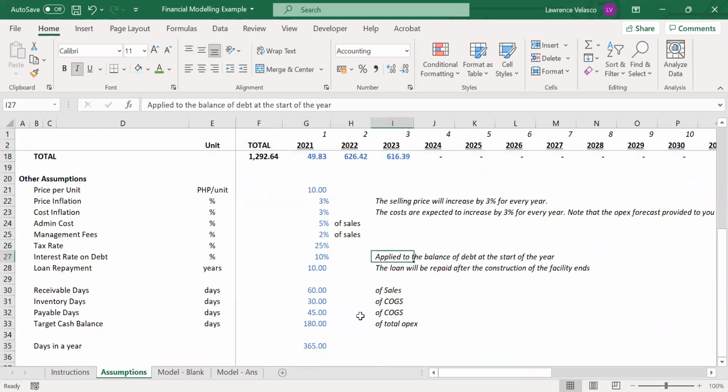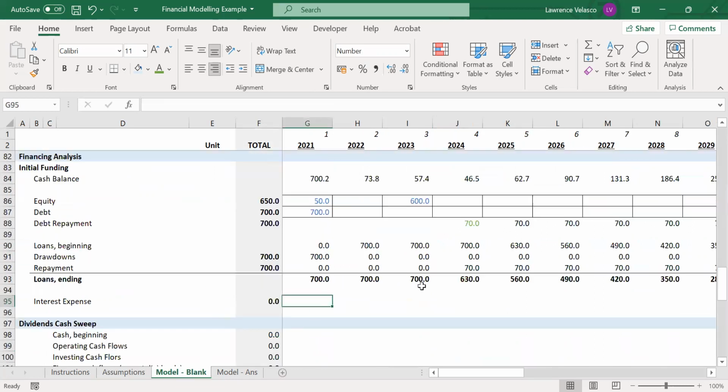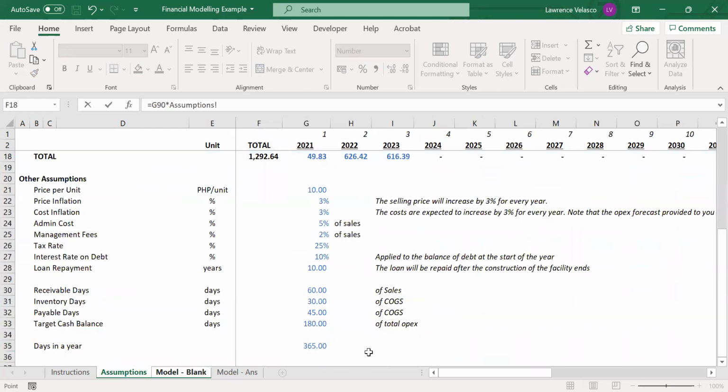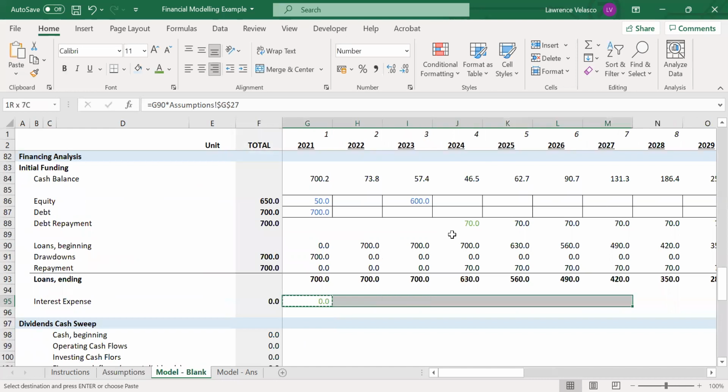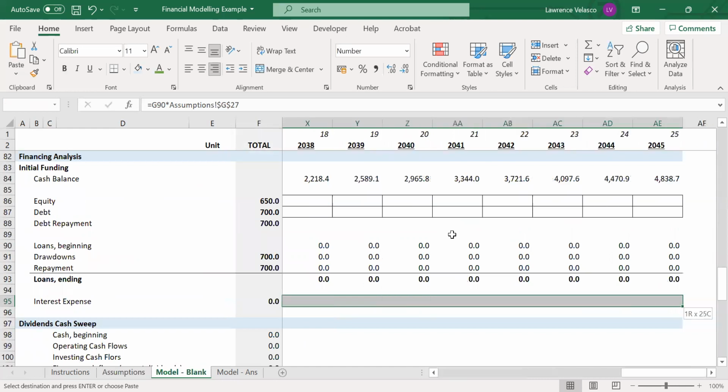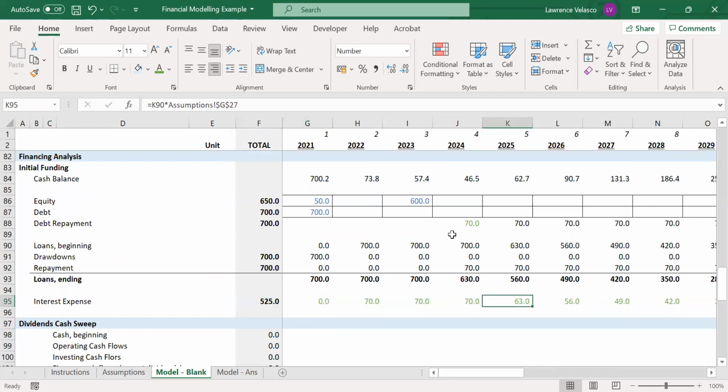Sabi dito, applied to the balance of debt at the start of the year. So whatever is the balance at the start of the year, yun yung may interest. Okay? So balance at the start times the interest rate. 10%. Okay? Ayan, yan daw ang interest rate at the start of every year.